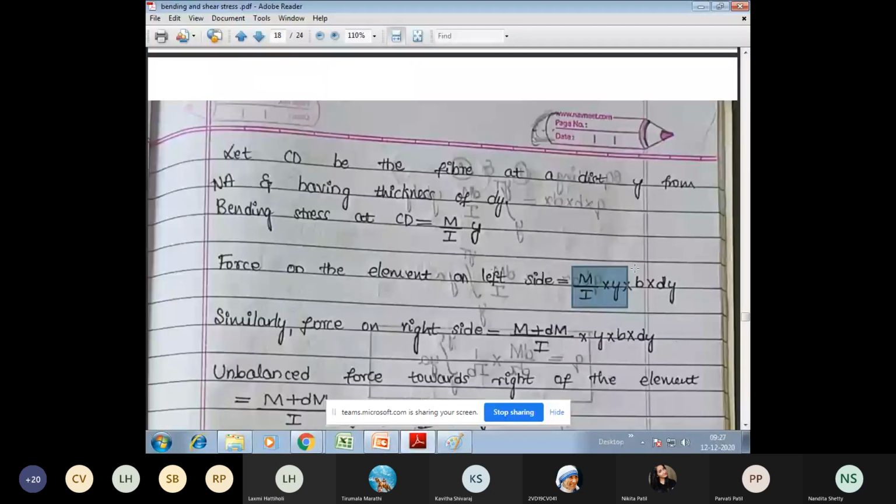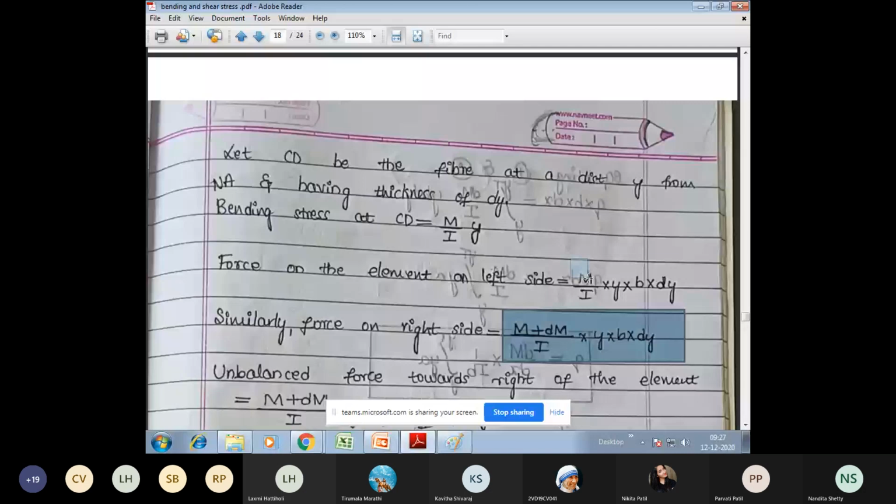So that's why I have multiplied b into dy for this bending stress, and I got the entire force which is acting on the left side. Same thing, do it for the right side. Similarly, force acting on the right side. What is the bending stress? Instead of M, take it as M plus dm, because on the right side it is M plus dm. So M plus dm divided by I into y into b into dy. Same way, only instead of M, I have taken M plus dm at the right side. Now observe the left side force and right side force.